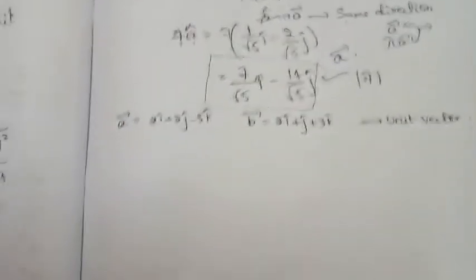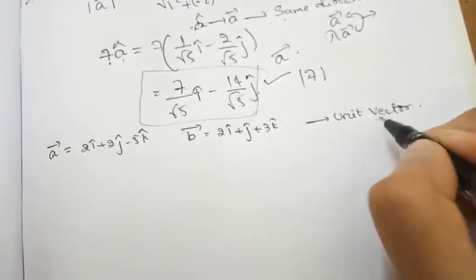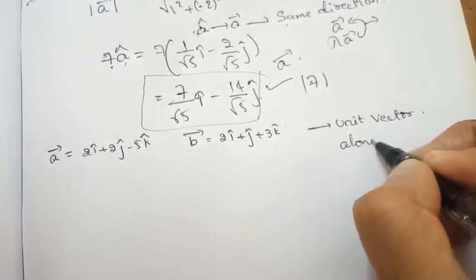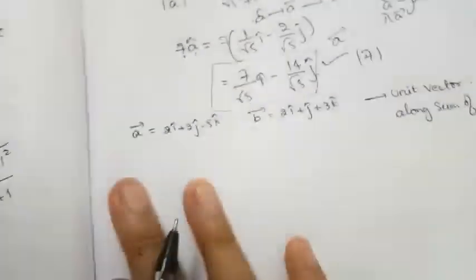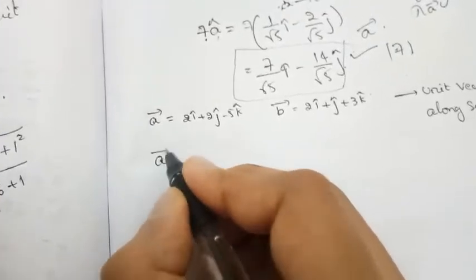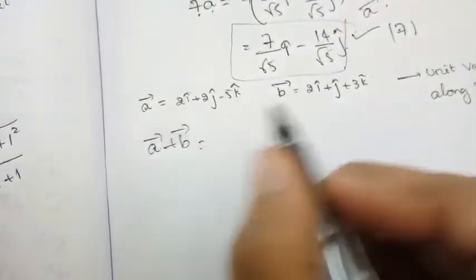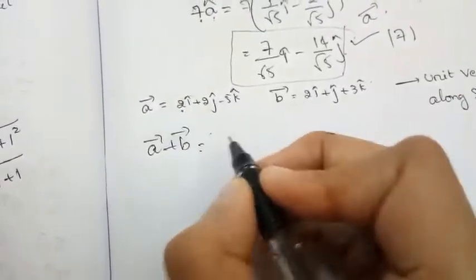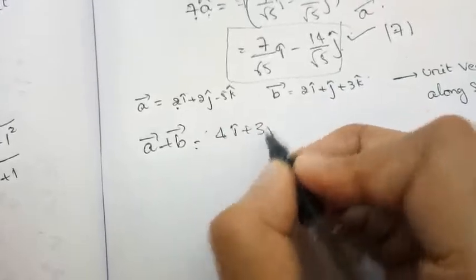So here is another question. They have given two vectors and asked you to find the unit vector along the sum of those two vectors. First let us find the sum of these two vectors. How are we going to add them? By adding the corresponding components. 2 plus 2, 4i cap. 2 plus 1, 3j cap.